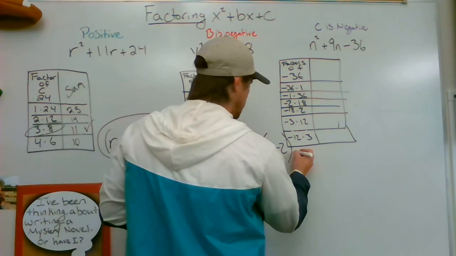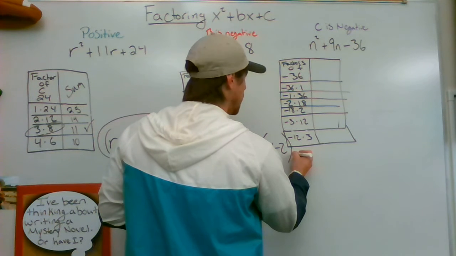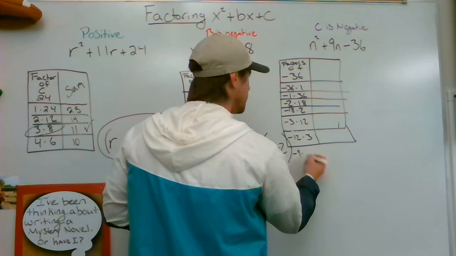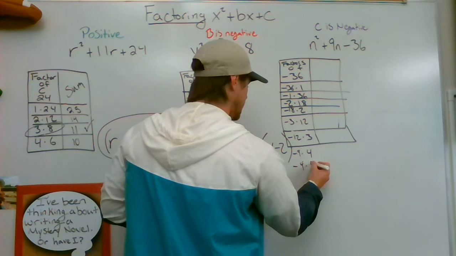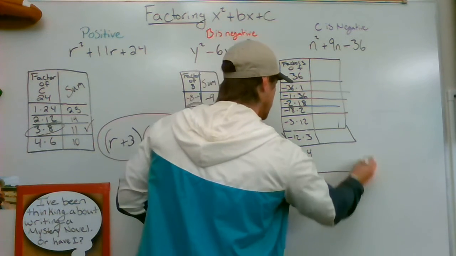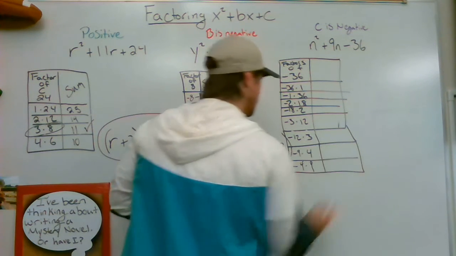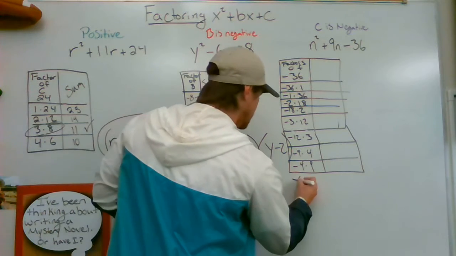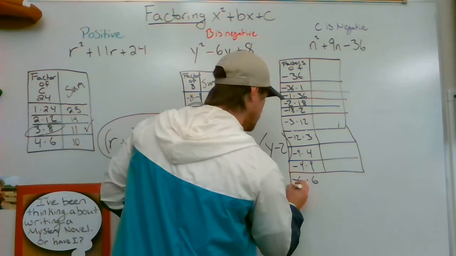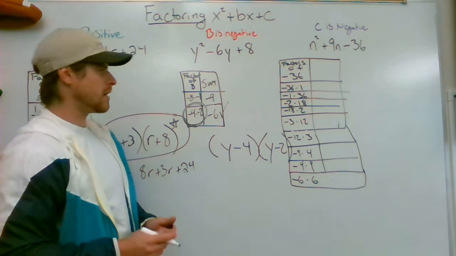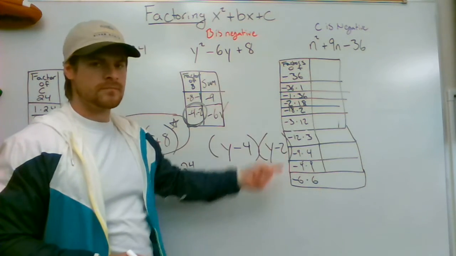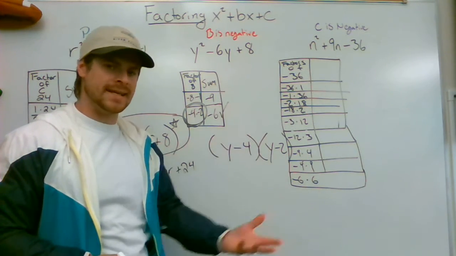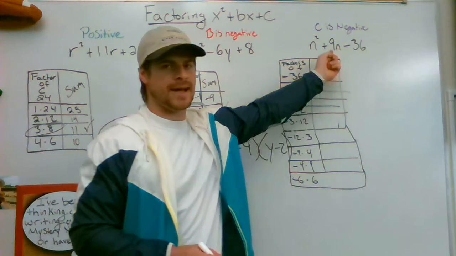It could be -9 times 4, or -4 times 9. Or it could be -6 times 6. Look at how many of those there are. Now, only one of these is going to work. Okay, we need to find the one that's going to add together to make a +9.